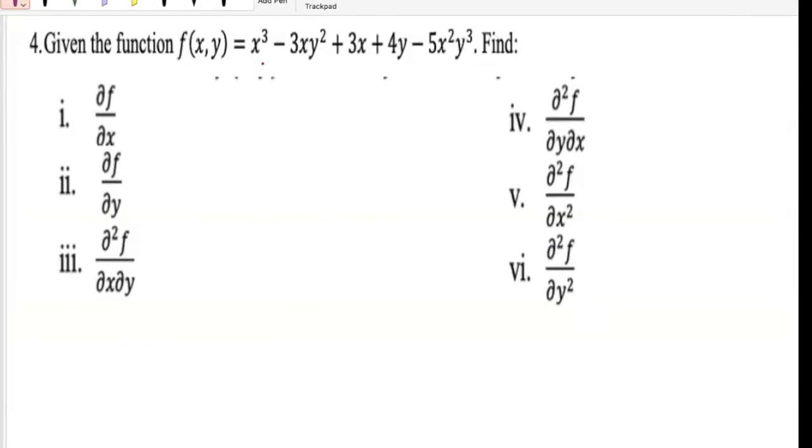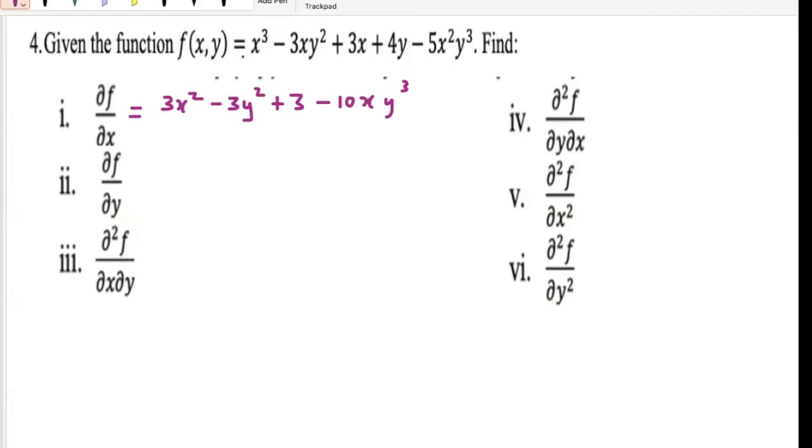Given the function that we have here, find the partial derivative with respect to x. We have x cubed becomes 3x squared. We differentiate x, it becomes 1. So 1 times 3, that's minus 3y squared. And differentiate 3x, that gives me 3. This would be 0, so 4y would be 0. But differentiate minus 5x squared, 2 5s are 10, so that's minus 10xy cubed.